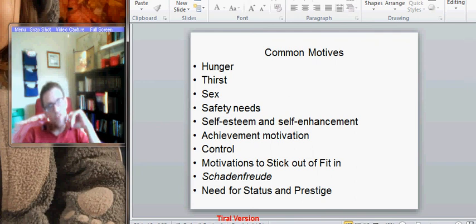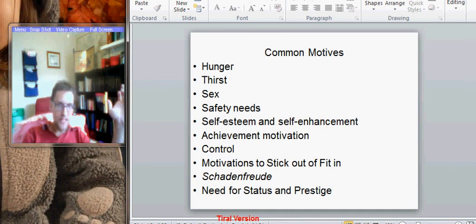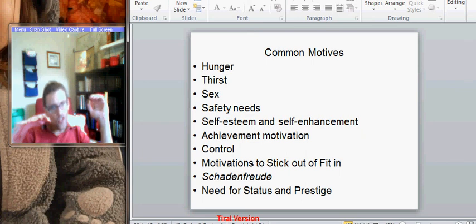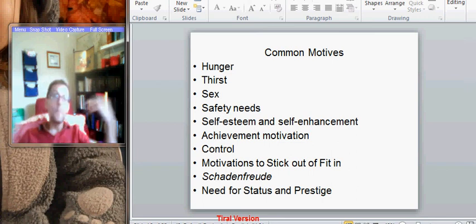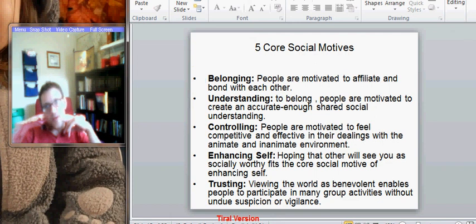Some common motives are hunger, thirst, sex, right? But we already said things from Maslow's hierarchy like safety and self-esteem, achievement motivation. But there's also a motive for control, and there are some purely social motives as well, like motivations to fit in or stick out. Ask an American teenager, and some of them want to fit in and be like everybody else, and some want to be the little freaks with the purple hair and whatnot. But ironically, they're fitting in too, just with a different group. But anyway, Schadenfreude and this other one. We're going to talk about this very quickly.